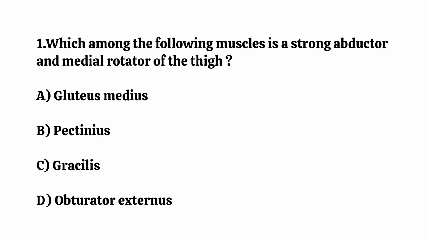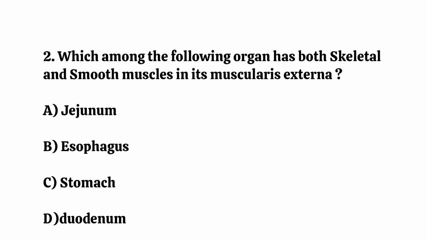First question. Which among the following muscles is a strong abductor and medial rotator of the thigh? A. Gluteus medius, B. Pectineus, C. Gracilis, D. Obturator externus. The answer is A. Gluteus medius.